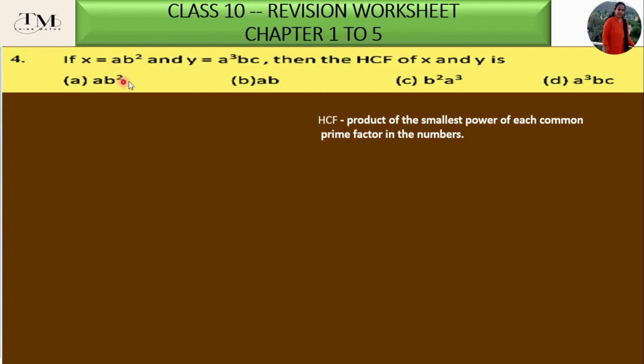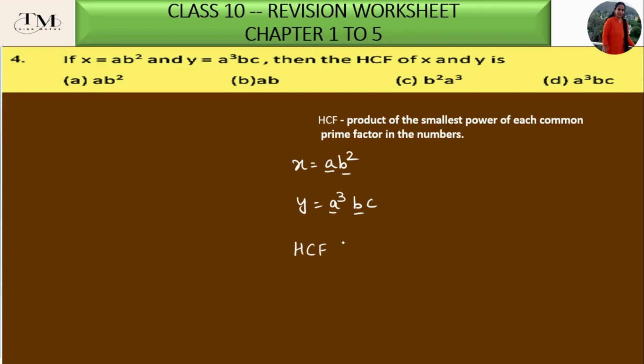If x is equal to ab square and y is equal to a cube bc, then the HCF of x and y is, there are four options. So what is given? X is equal to a b square, y is equal to a cube bc. What is HCF? HCF is nothing but product of the smallest power of each common prime factor. So which factors are common? A is common here and B is common here.